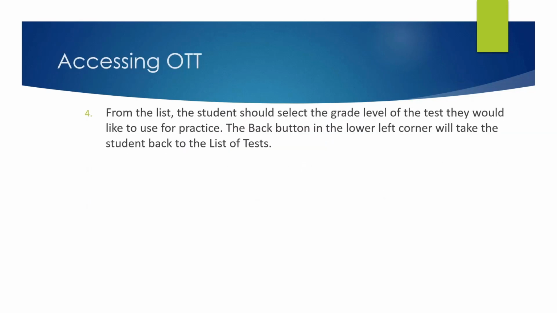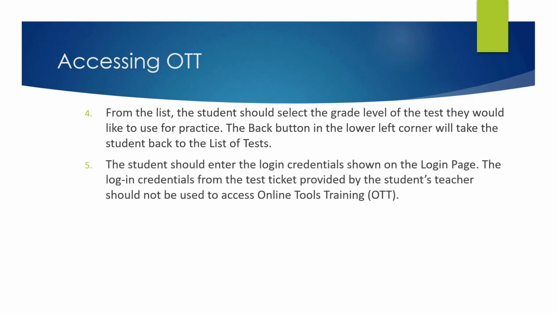Number four, from the list, the students should select the grade level of the test that they would like to use for practice. The back button in the lower left corner will take the student back to the list of tests. Number five, the student should enter the login credentials shown on the login page. The login credentials provided by the teacher for the test ticket should not be used to access the online tools training. So those are two different credentials. The one that the teacher gives them for the test ticket does not go in the online tools training.